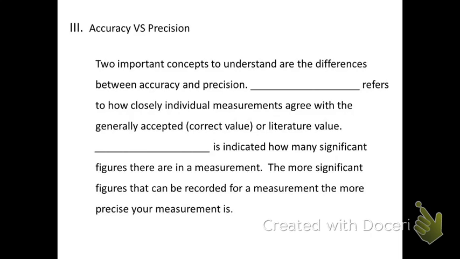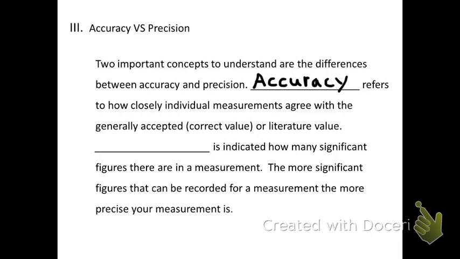Okay? So the two important concepts to understand are the differences between accuracy and precision. So first of all, accuracy refers to how closely individual measurements agree with a generally correct or accepted literature value, something that the scientific community feels is correct or true. And that is what accuracy deals with.